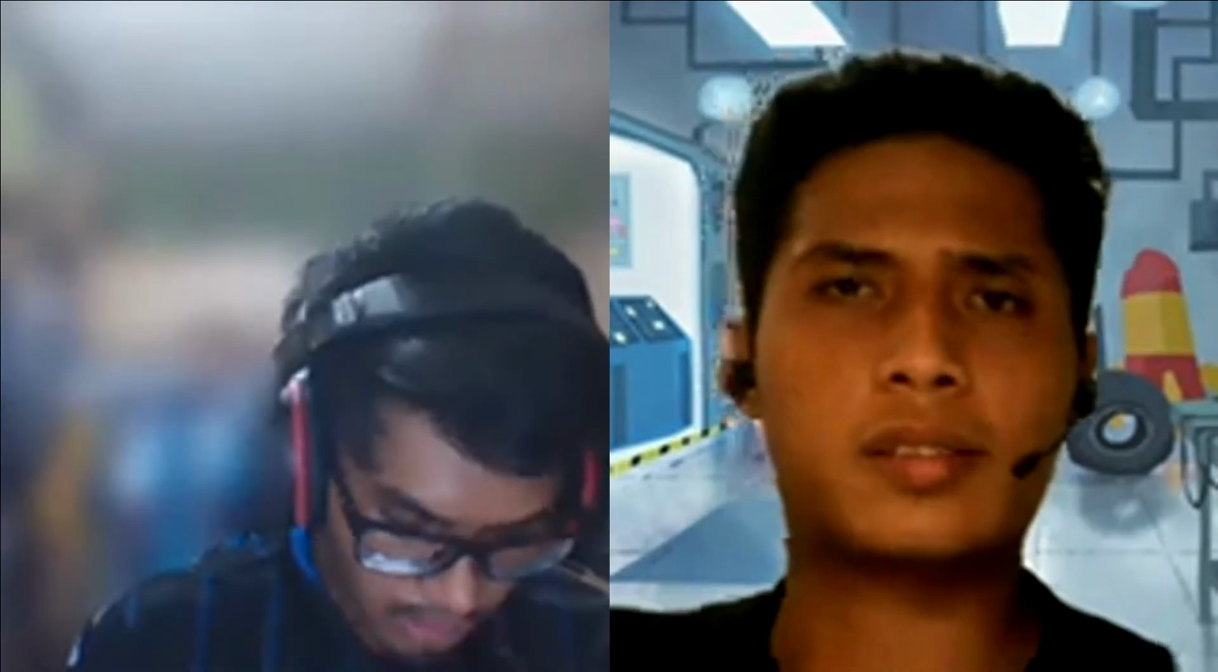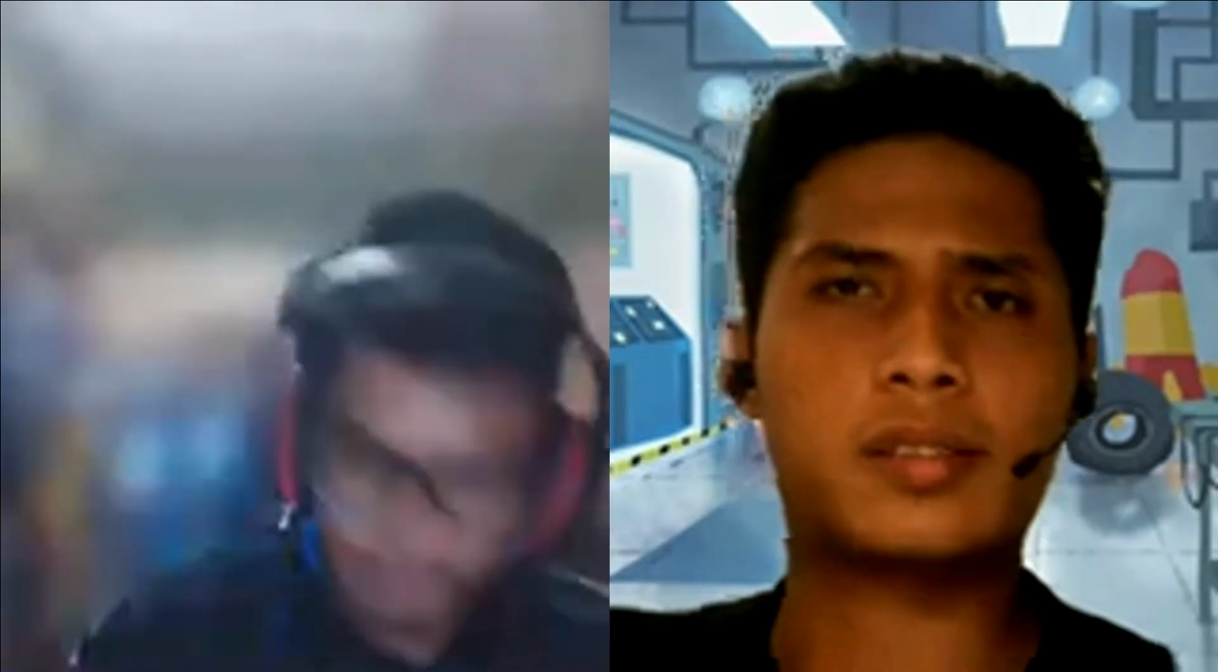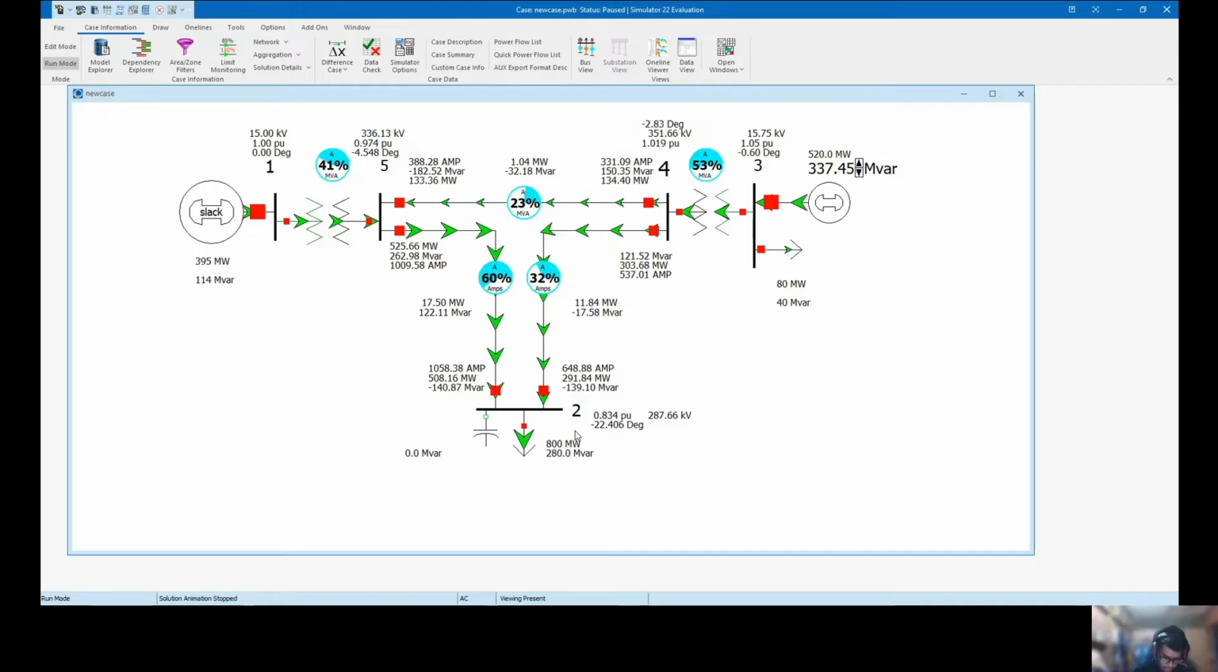on reactive power flow. For this project, what type of method is used to study this power flow analysis? Alright, I will explain our method to study this power flow analysis. I'm using the Newton method.